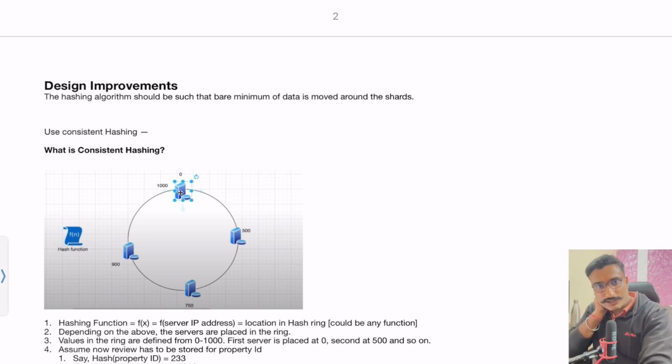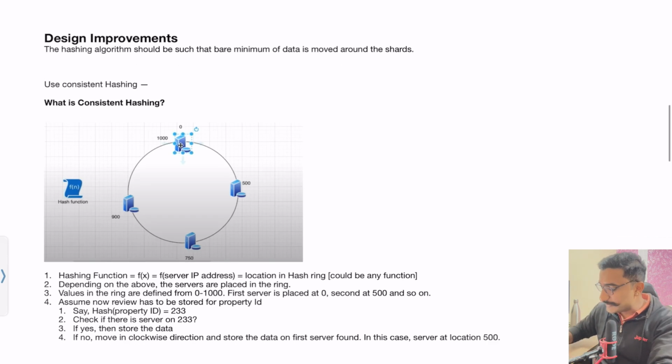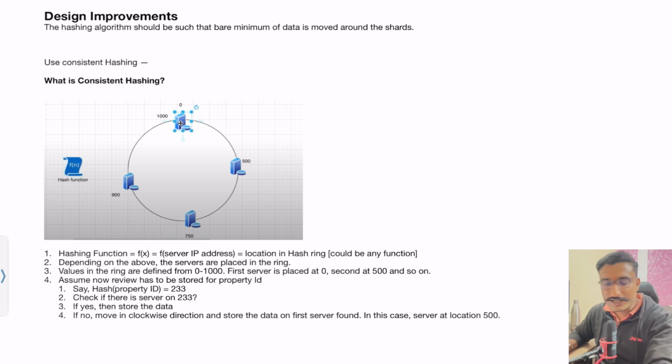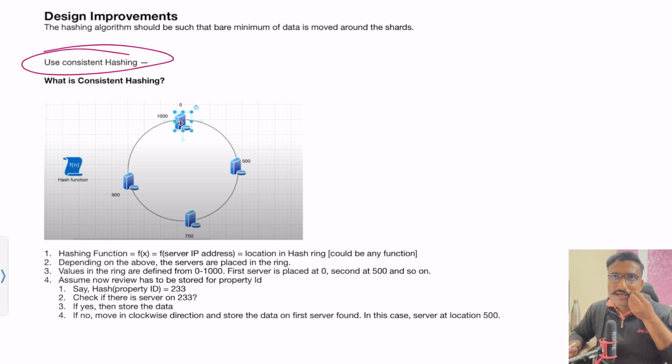Okay, so we came up with one solution. We tried to divide the data. We identified there are some problems with that architecture, so we have to resolve those problems. So what are the improvements which you can do? Improvements are done with the help of consistent hashing. So consistent hashing is an algorithm, you can say, or a design strategy which helps.